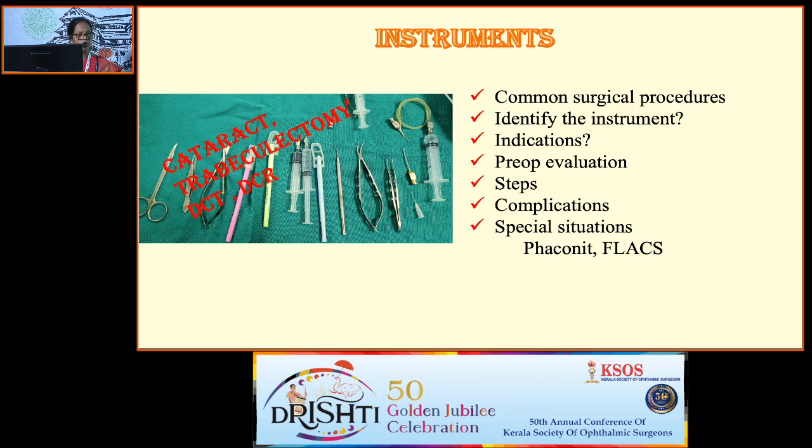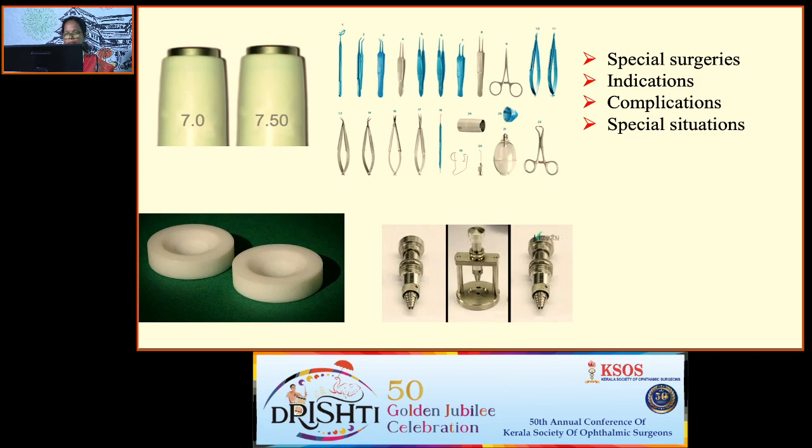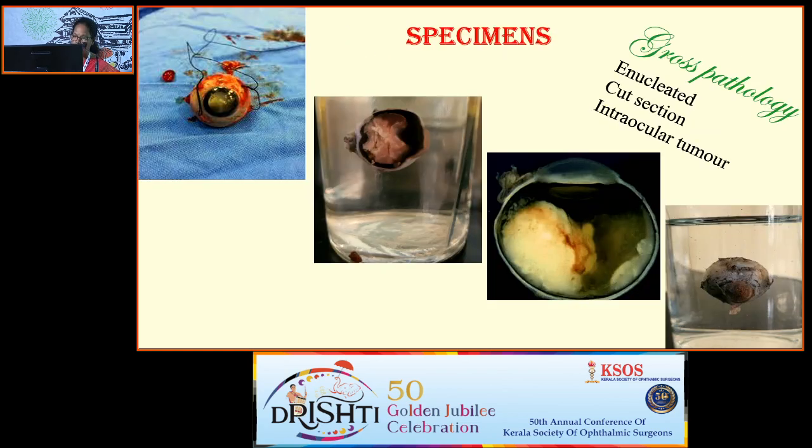Then common surgeries like cataract surgery, trabeculectomy, DCR, DCT surgery, etc. So you have to identify all these instruments. Special surgeries like keratoplasty, you have to know about all these instruments and its indications, surgical indications of the surgery, complications, etc., etc.